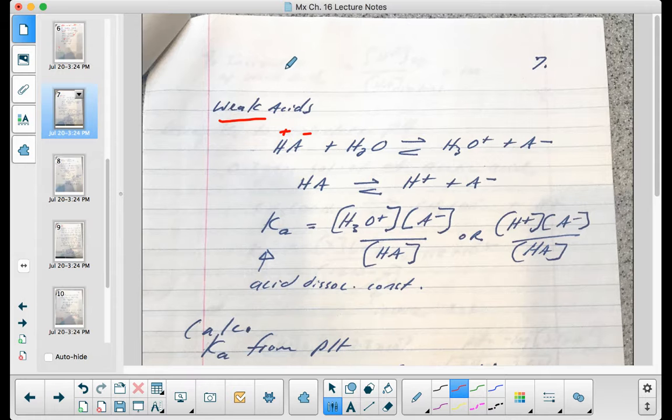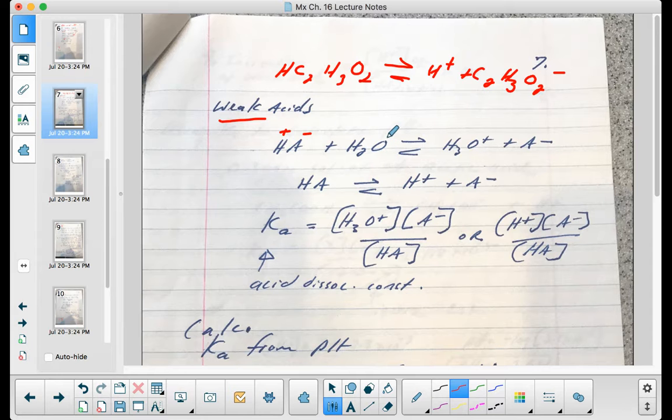So as an example, I might use acetic acid, HC2H3O2. And so why I use HA is just to shorten things up. So this would ionize out into the hydrogen ion and then the acetate ion, C2H3O2 negative. Okay, so this is my weak acid.